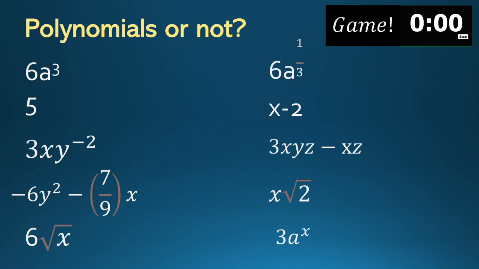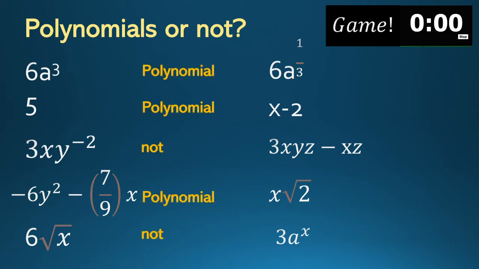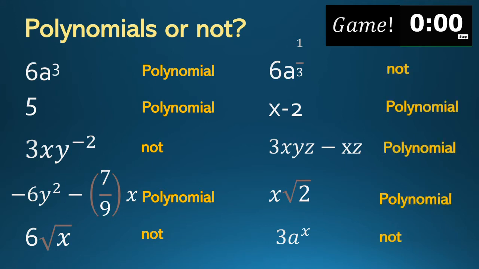Here are the answers. For the first batch, ang hindi lang polynomial ay ang 3xy raised to negative 2 kasi negative yung exponent ng y at ang 6 square root of x kasi may radical sign. Yung 5 rin po, ma'am, polynomial? Yes, one term kasi siya and constant yung tawag sa kanya. Polynomial pa rin yun.